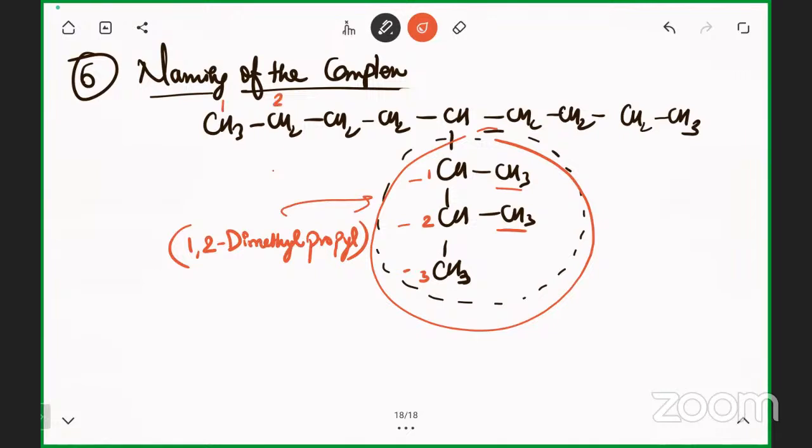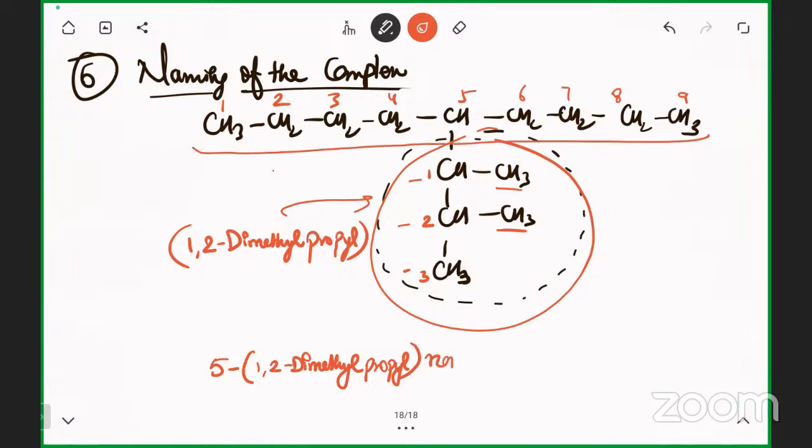Now I have to mention the main chain numbering, 1, 2, 3, 4, 5, 6, 7, 8, 9. Or else you can do it from the right side because it's in the middle. So how can I write the name? The substituent is added on the 5th position, so I will write 5, then a dash, then parenthesis, and then I'll write 1,2-dimethylpropyl. Then I'll close the bracket. Then I will write the number of carbons present in the main chain, that is non, and since all single bonds are present, it will be nonane. Nonane. Clear?